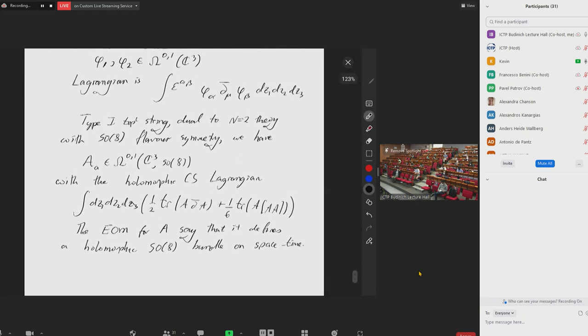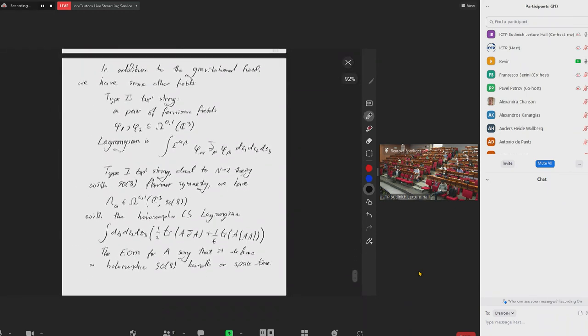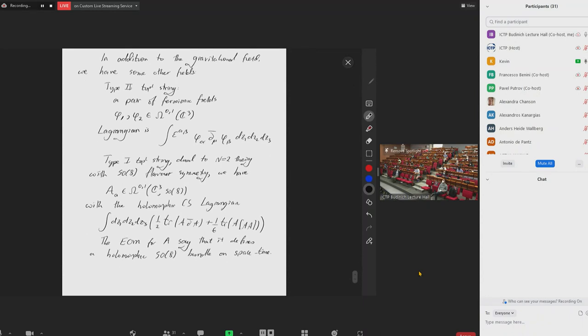Okay, so now we have these two models, each of which has a field which is a Beltrami differential, together with some other fields, fermionic in the case of type 2, bosonic in the case of type 1. And then we're going to be able to match these theories on SL2C with the chiral algebra.